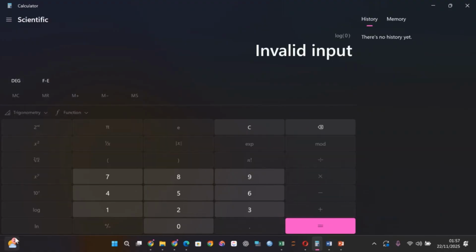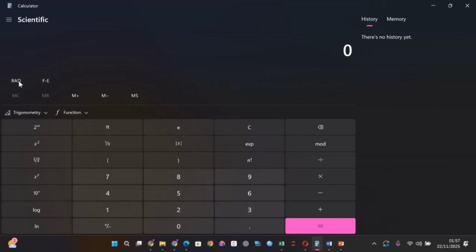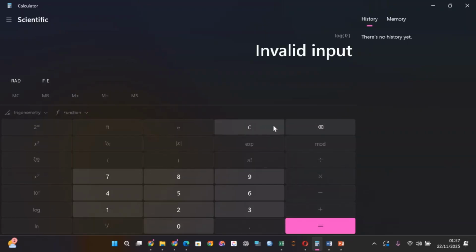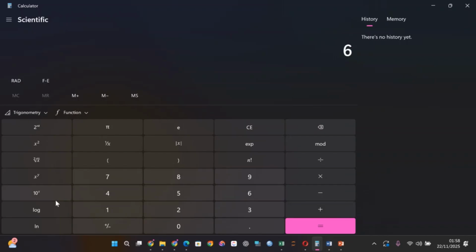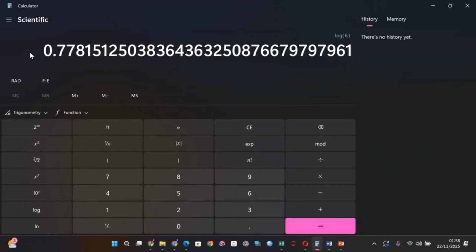Can you see log? I want to clean up this. If I do log 6, 6 log, can you see? It gives me this. Can you see on the calculator now? It gives me this too. Scientific calculator. So that is why if I do that, all this will give me that.